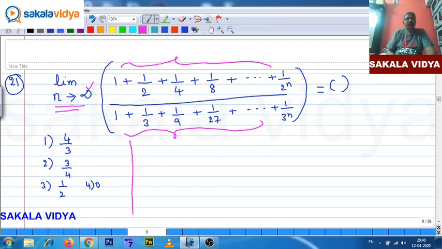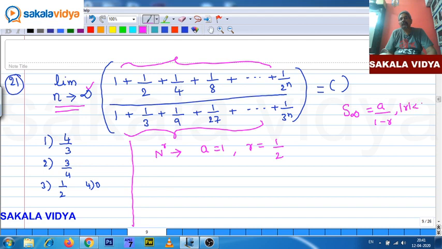So numerator and denominator, let us find out separately. Here in the numerator, a value is 1, and the common ratio is 1 by 2. So we have the S infinity formula equal to a by 1 minus r, provided mod r is less than 1. So now the numerator, as n tends to infinity, is a, that is 1, by 1 minus half. This will be 1 by 1 by 2, this is 2.